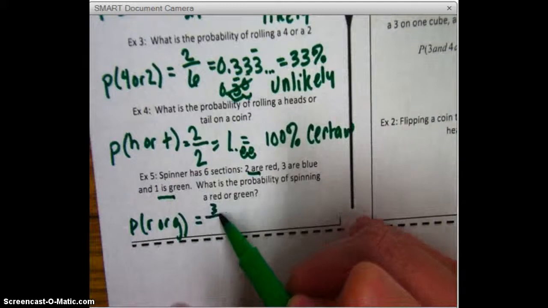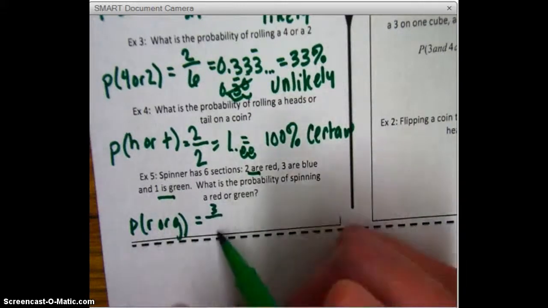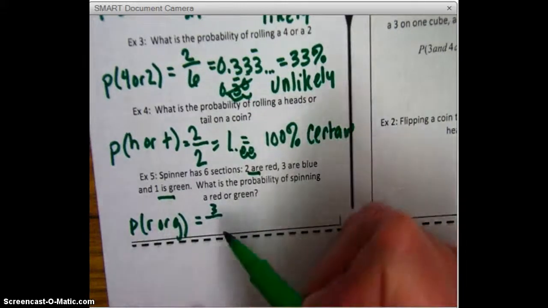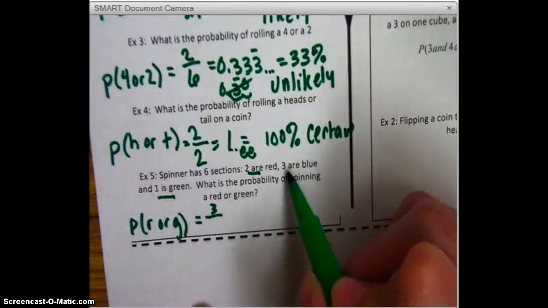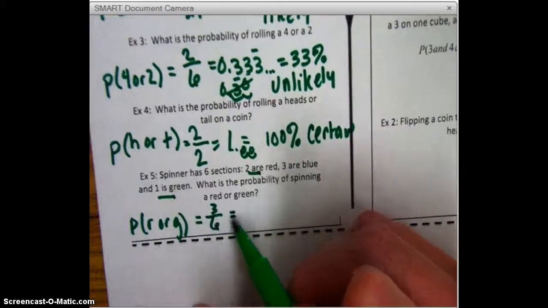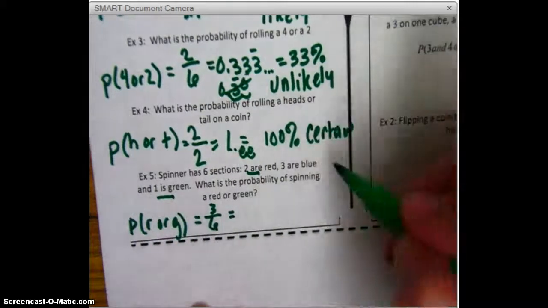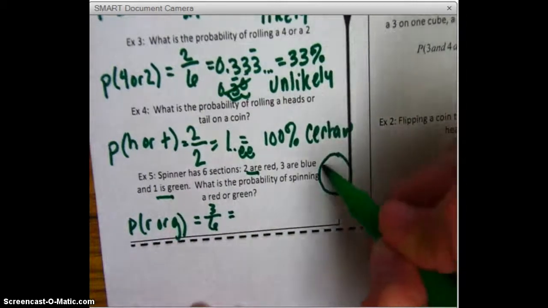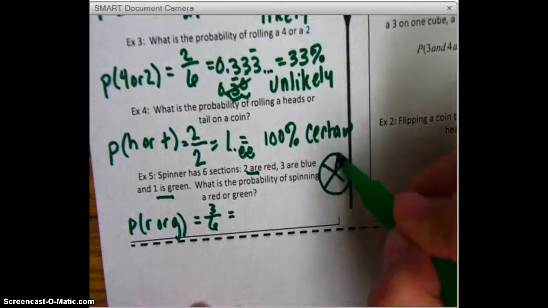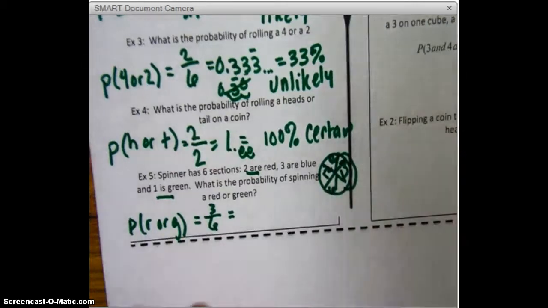The top number is what we would be happy with whenever it falls into here. The bottom number is how many total there are. So you have 2 and 3 is 5, plus 1 more is 6. You have a 3 in 6 chance of spinning either a red or a green on the spinner. So your spinner would look something like this. Oops, that's not a good spinner. These 2 are red, these 3 are blue, and this one here would be green.